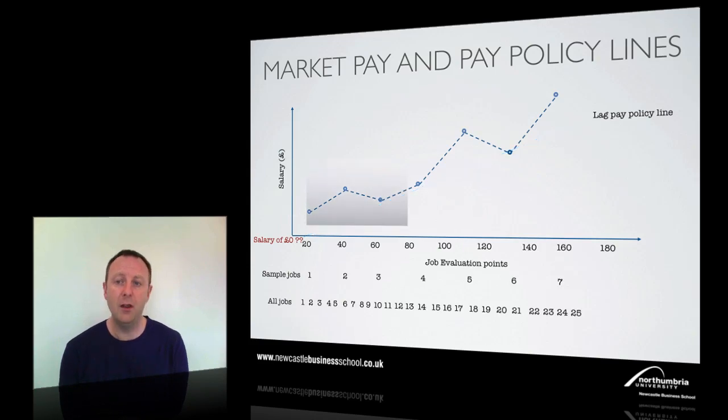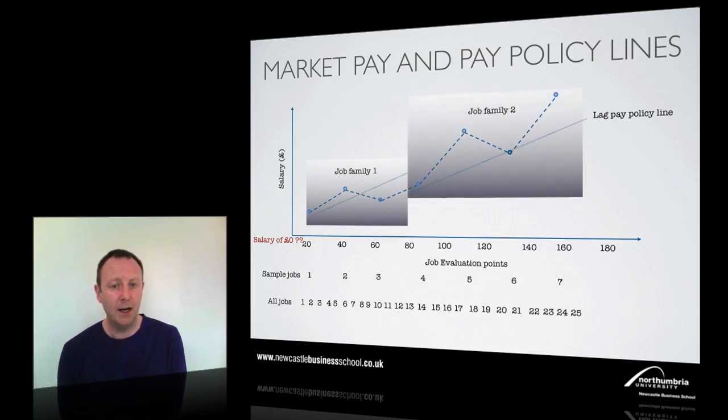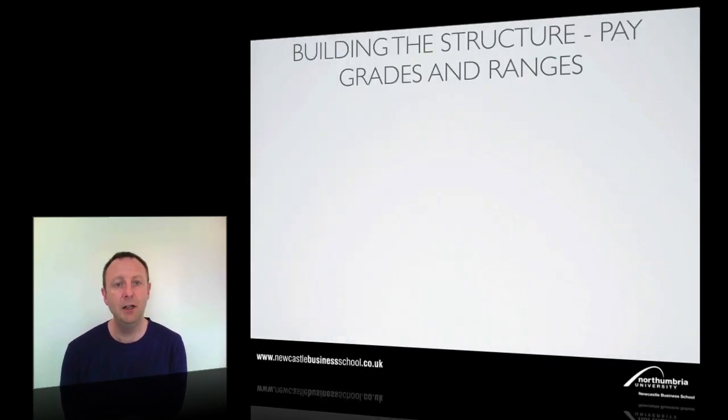So maybe rather than operating a single pay policy, we divide our job structure into 2 and operate different pay policy lines for different job families, and that provides us with a way of getting around that particular difficulty. So we can use this pay data. Again, it's not a scientific approach, it's data which allows us to make decisions and allows us to translate market intelligence and desire, strategic intent, into something meaningful and useful.